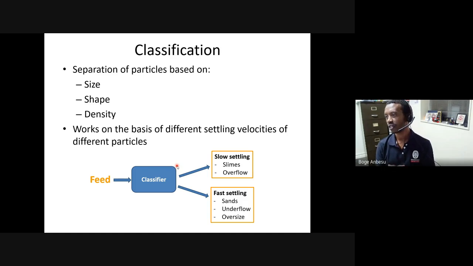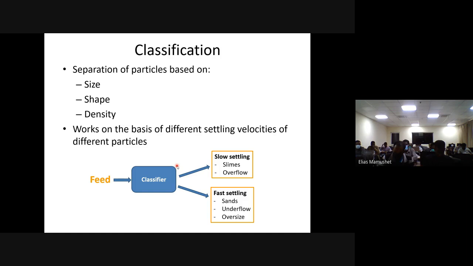We can use classification for 1 millimeter particles, 500 micron particles, but generally smaller particles are more applied when it comes to classification. And what does it depend on? Mainly, we exploit differences in size. Okay, so we have coarse particles, fine particles. We want to separate them from one another.